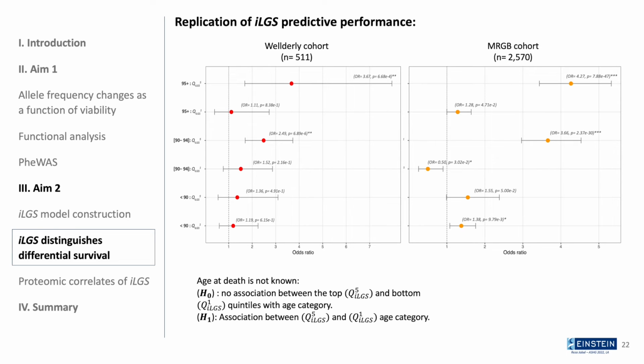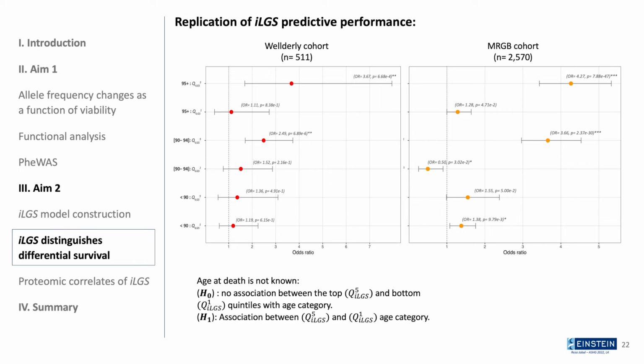Next, we sought to replicate the predictive performance of iLGS in two separate cohorts specifically ascertained for healthy aging. The first cohort is the elderly cohort of the Scripps Institute, comprised of 511 healthy elderly between 80 to 105 without any chronic conditions or medication taking history. The second cohort is the Medical Genome Reference Bank of Australia, comprised of 2,500 individuals who lived at least 70 years of age without any history of cancer, dementia, and cardiovascular disorders.